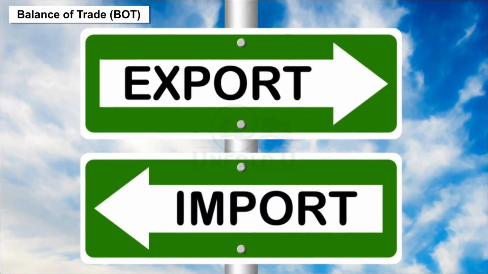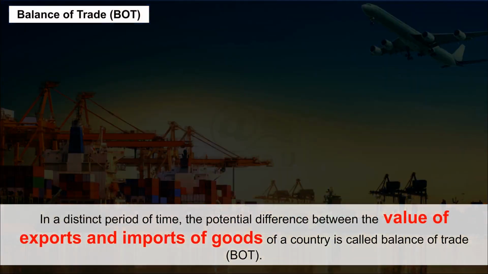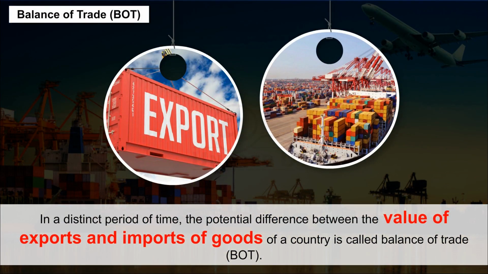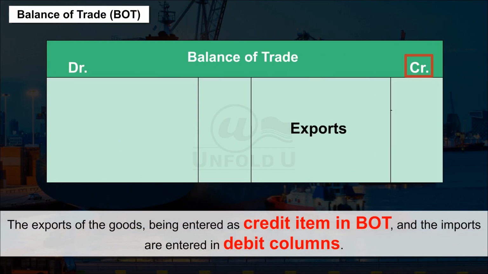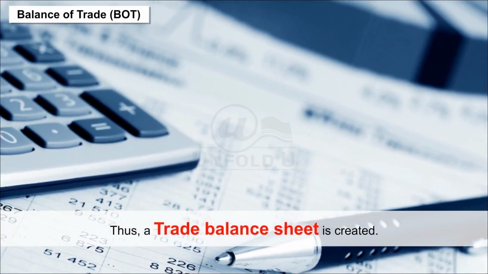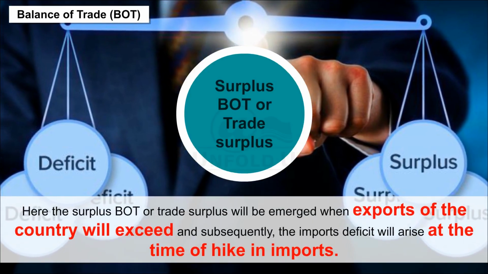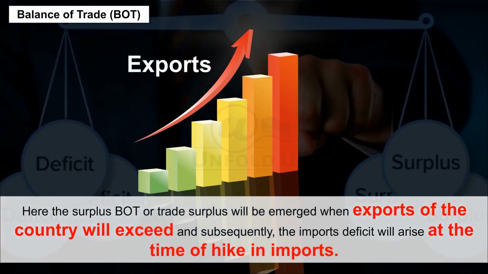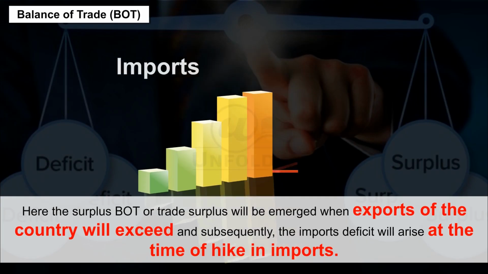Balance of trade, BOT. In a distinct period of time, the difference between the value of exports and imports of goods of a country is called the balance of trade, BOT. The exports of goods are entered as a credit item in BOT and the imports are entered in the debit column. Thus, a trade balance sheet is created. Here, a surplus BOT or trade surplus emerges when exports of the country exceed imports, and subsequently a deficit will arise at the time of a hike in imports.